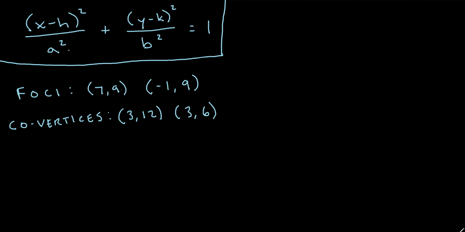And the a squared and the b squared terms could be interchangeable, because if we have a vertical ellipse like this, then the a squared is written under the y term. But if we have a horizontal ellipse, then the a squared is written under the x term. So keep that in mind. So let's check out an example.